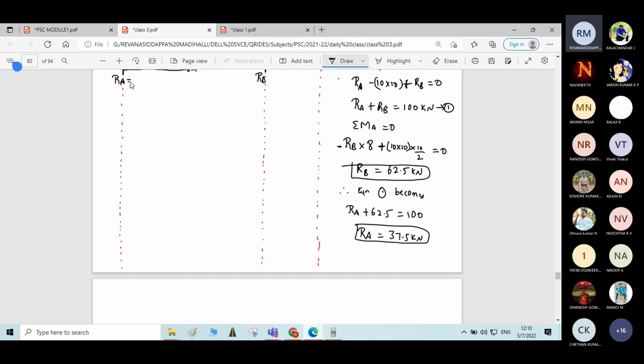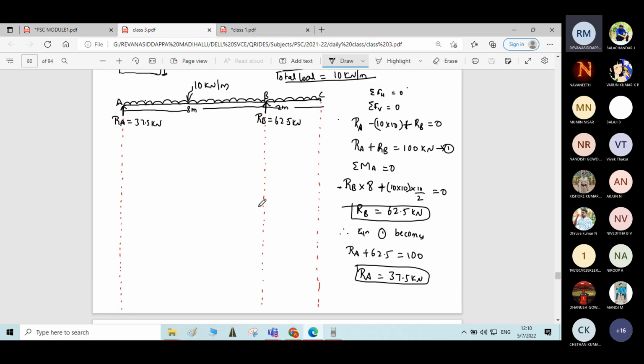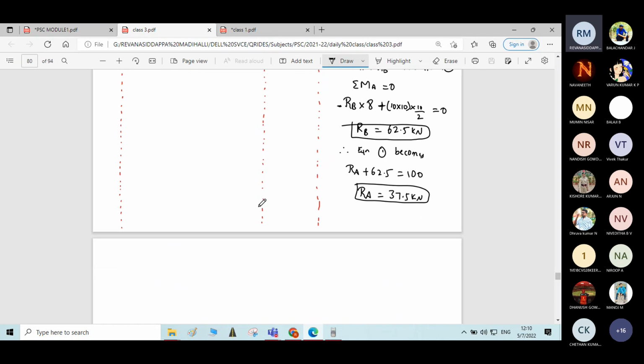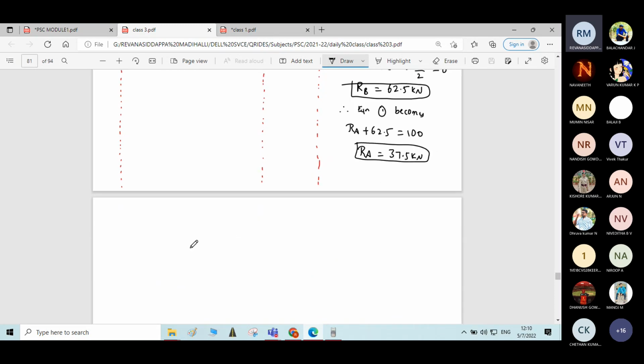Now you got reactions at the support. Write those reactions here. RA is equal to 37.5 kilonewton and RB is equal to 62.5 kilonewton. Now what is the next step? Next step is to find the bending moment values. But before going to find the bending moment values, you also find shear force values. Why? I'll tell you later. First you find shear force values, SFD. The purpose of finding this SFD I will tell you later.